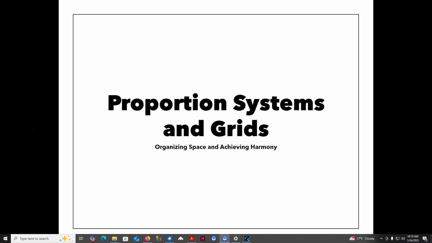Going to talk about proportion systems and grids. When I mention grid systems, it's more like a vague term to tell you to line things up, look for spatial relationships, all that kind of stuff. It's not putting in a literal grid on things. It's more or less a way of lining things up or organizing within graphic design. So we're going to talk about that.